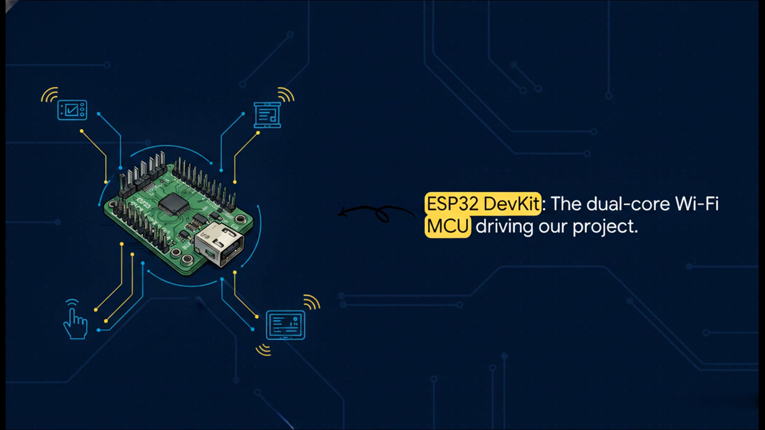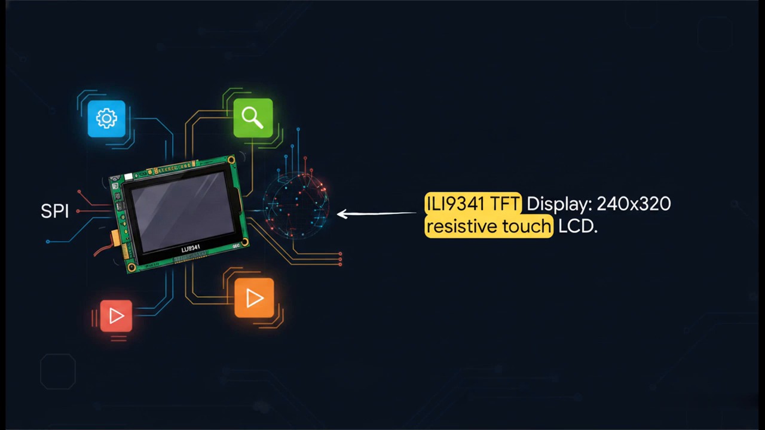It packs enough processing punch to handle the heavy lifting of drawing graphics on a screen, all while simultaneously listening for your touch inputs and managing background hardware tasks. It is an absolute powerhouse for embedded systems. Now let's take a look at our canvas.